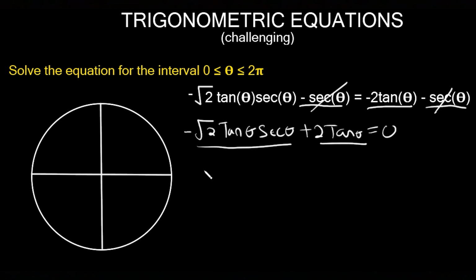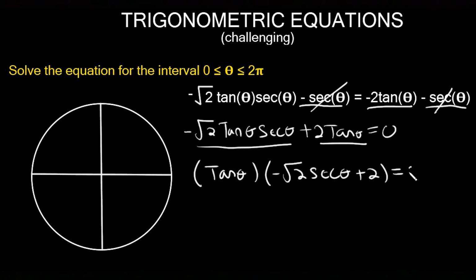So I can go ahead and pull out tangent. So tangent theta, and then I'll have negative square root of 2 secant theta, and then plus 2, all equal to 0. So now I have two factors. I can solve both of them and then go from there.